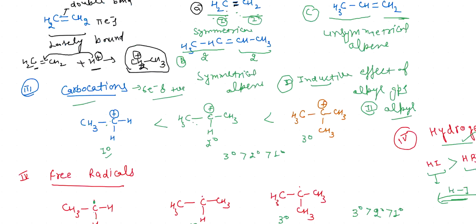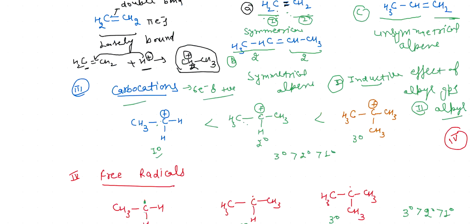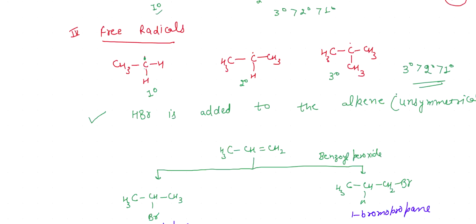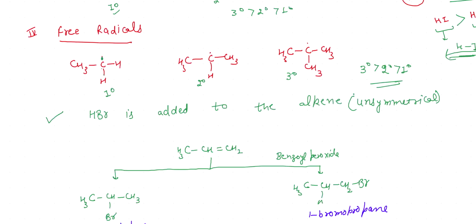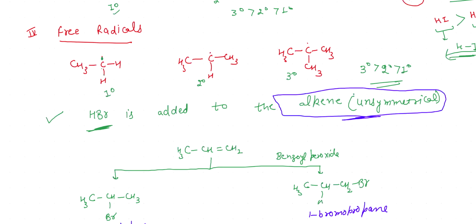So, moving toward Markovnikov's and anti-Markovnikov's rule. Clearly, first of all, Markovnikov and anti-Markovnikov rules are observed only in the case of HBr, when HBr is added to an alkene which is unsymmetrical in nature. Clear? You have to remember this point.